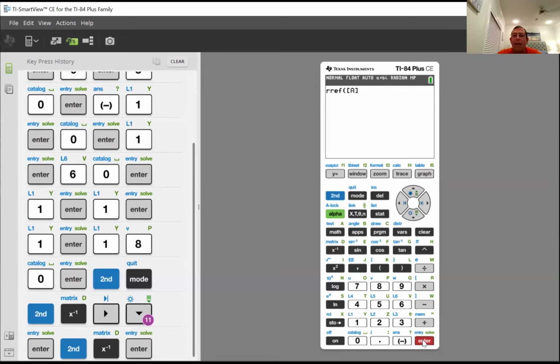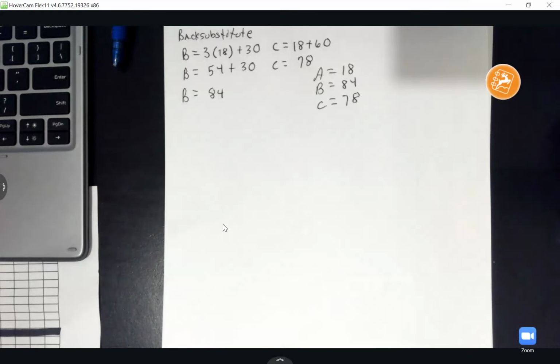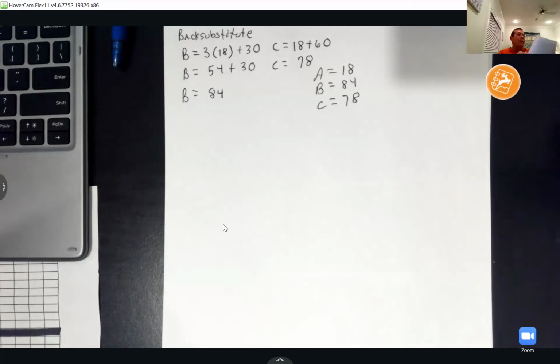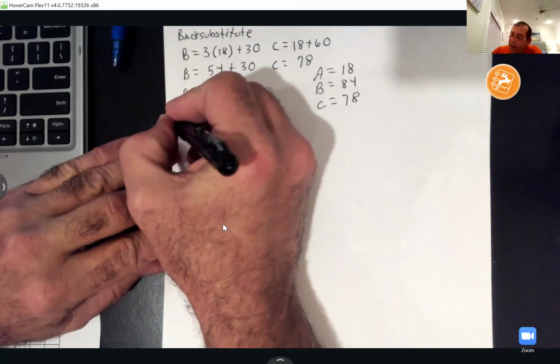So y'all, we're looking for the right column. So there we go. A, B, C order. A is 18. B is 84. C is 78. So I ain't gonna lie, the calculator's a little quicker than us doing them by hand. Question on that one. So y'all, that'll be the trick on these, is getting them set up and then solving them.